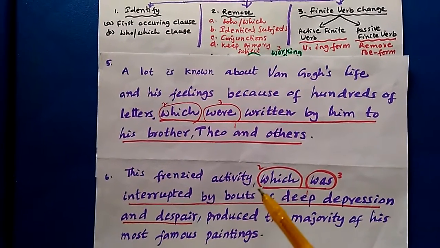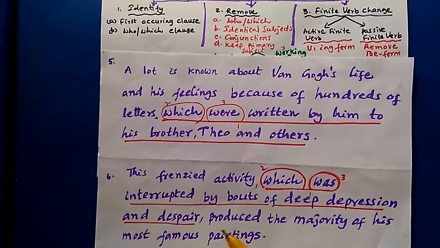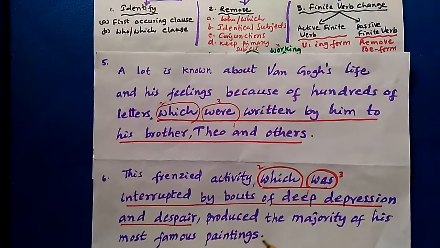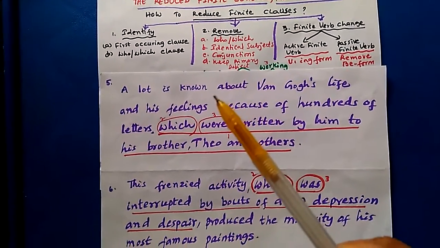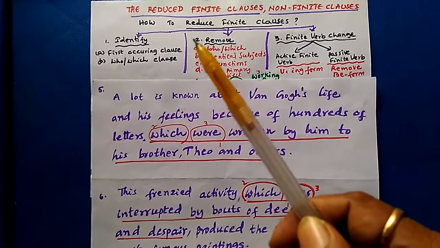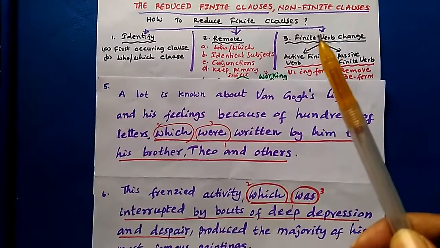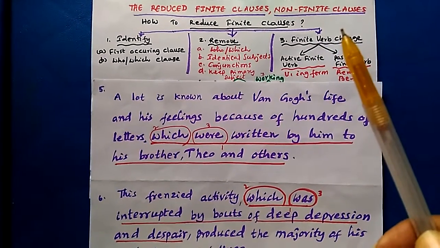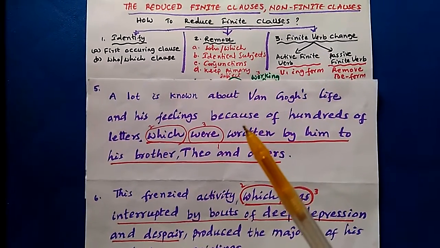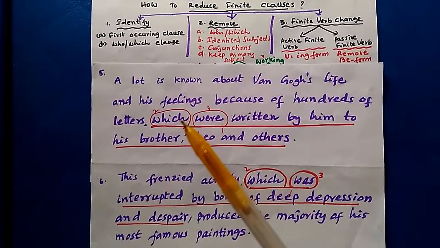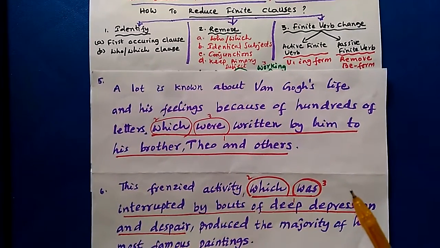This frenzied activity, interrupted by the bouts of deep depression and despair, produced the majority of his most famous paintings. Well, friends, in this way we can reduce the finite clauses to non-finite clauses. That means we can include the non-finite clauses like participles in the sentences concerned. And the rest of the examples will be discussed in part 2.